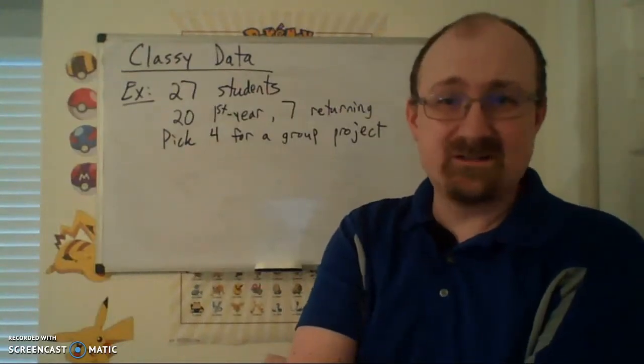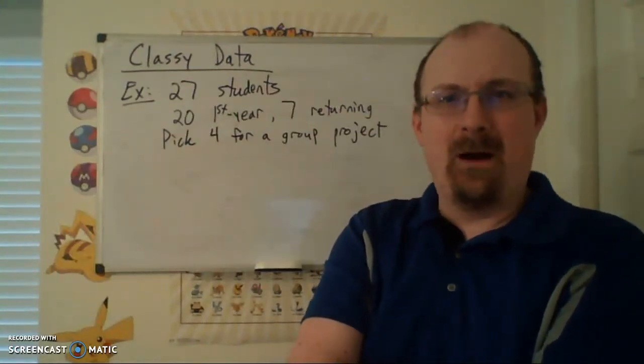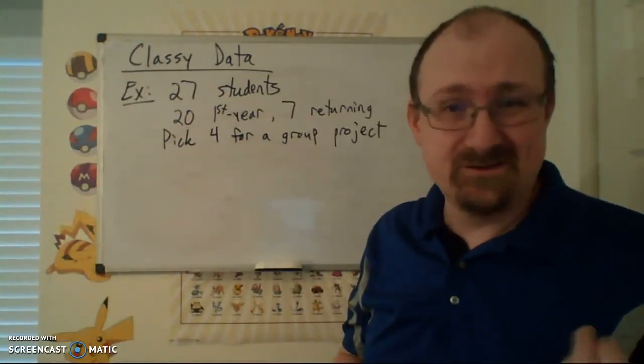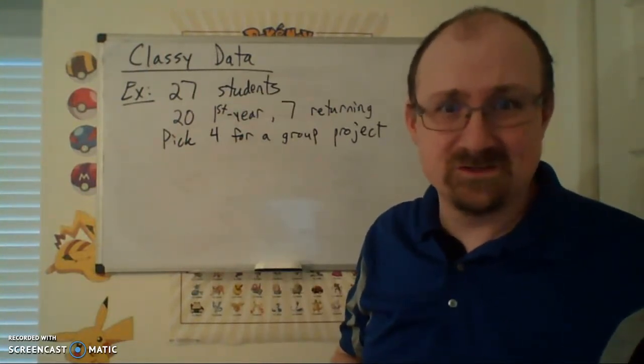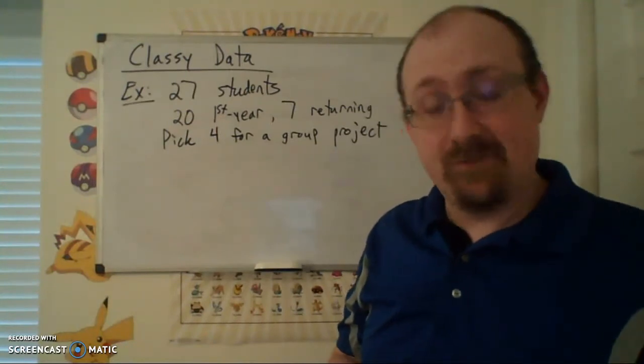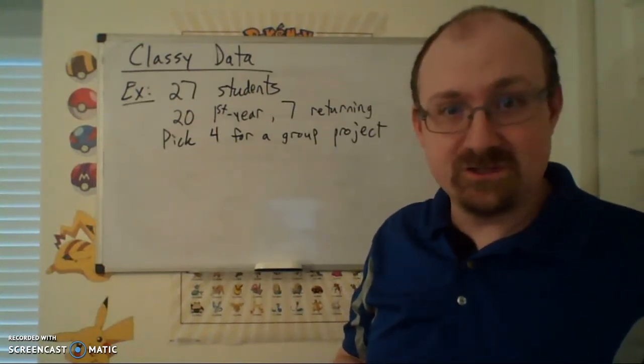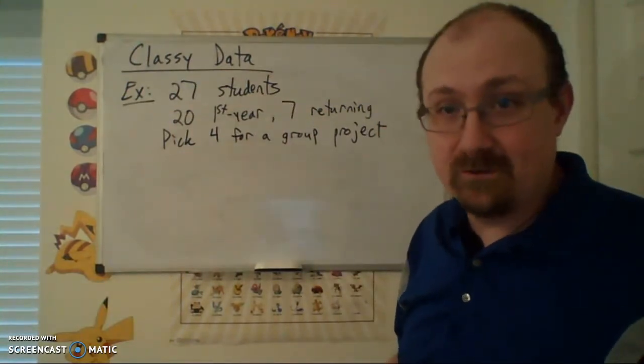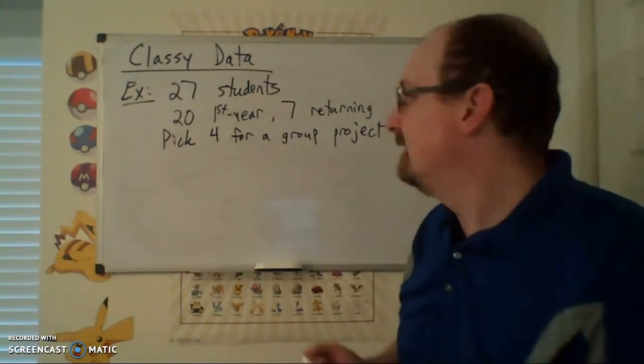To tie all of this counting stuff together, I want to keep using this set of class data that I've already presented. So we had a group of 27 students, 20 who are first year, 7 who are returning students to the university, and an instructor is picking out 4 of them to put together for a group project of some sort.